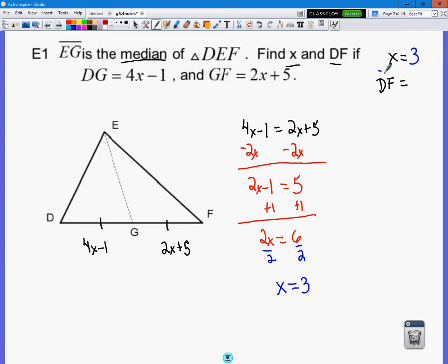Now that's part of what they asked me to find. What am I going to do with this 3 now that I know x is 3? Plug it back into this picture. I have 2 times 3, which is 6 plus 5. This segment is 11 units long. How big is this segment? 11 units long. So how much is DF? 22.